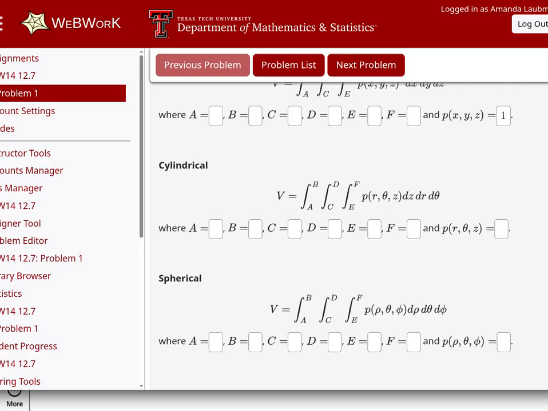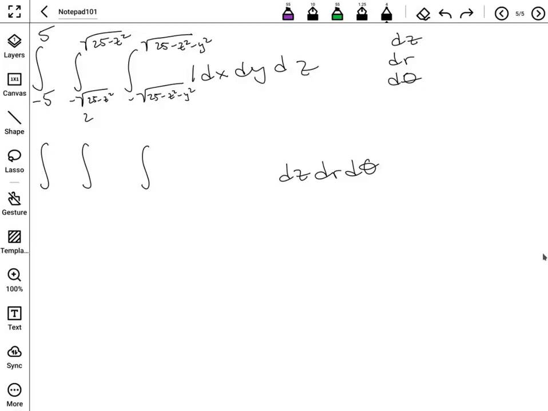I'm just copying that down right now. And they're like polar coordinates. My dA is r dr d theta, or my dV is r dr d theta dz. So I do need an r in here. I'm actually going to move it over a little bit. But z is the same as before.